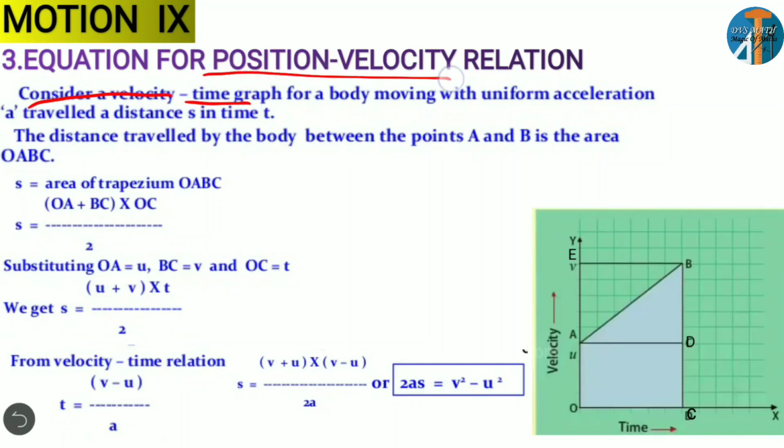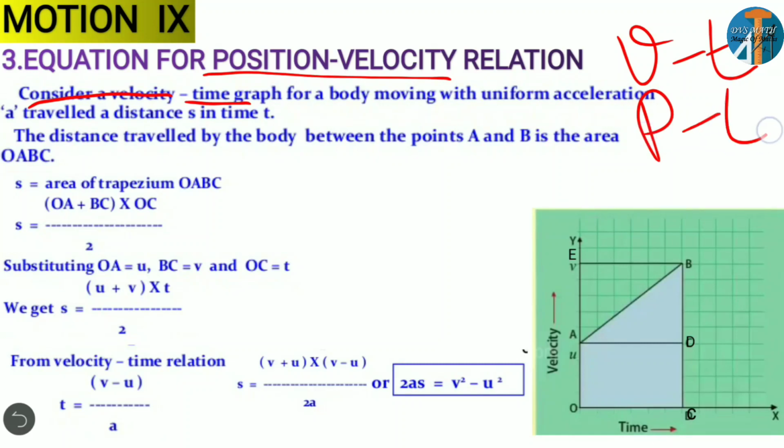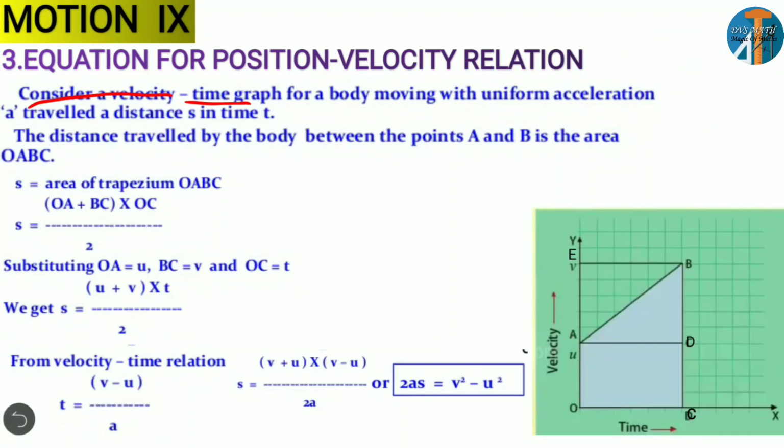The first equation is velocity and time relation. The second one is position and time relation. Now it is position and velocity related. Observe: the first equation is velocity and time, the second equation is position and time, the third equation is position and velocity. So this is the position and velocity relation.